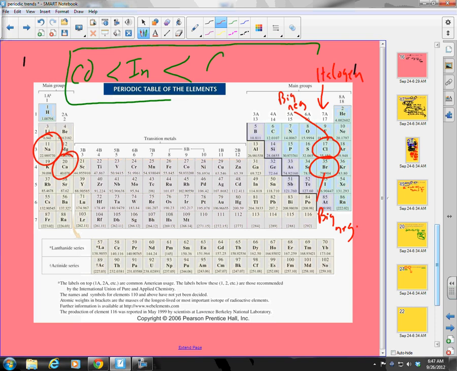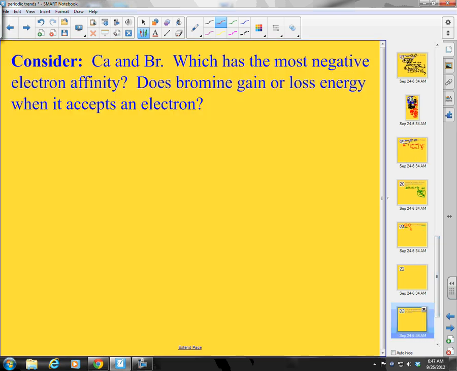And so my answer is going to be what? Bromine has the most negative. Does this mean that it gains or loses? Remember, a negative value means gain or loss. Does bromine gain or lose energy when it accepts an electron? It loses energy, and it loses a lot of energy.